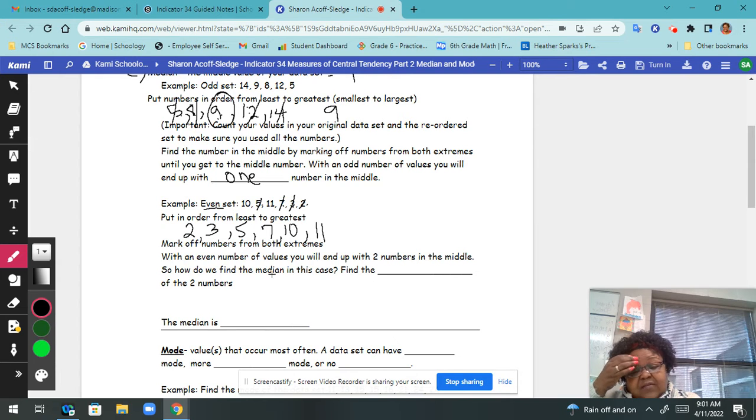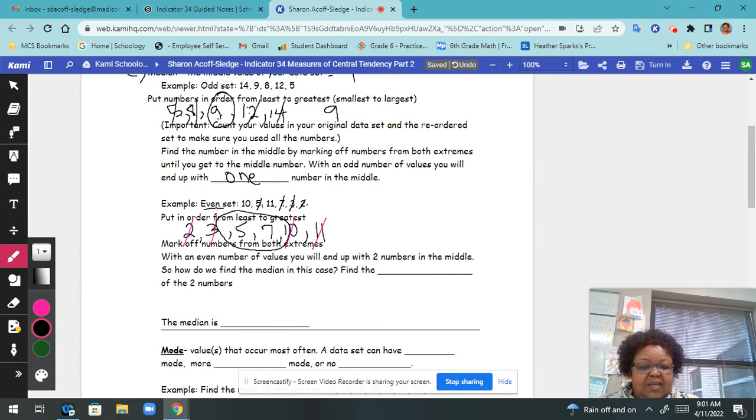So now we're going to mark off numbers from both extremes. Let me change colors. So I'm going to mark off the 2 on the left end, the 11 on the right end, 3 on this end, 10 on this end. So now I end up with 2 numbers in the middle because I have an even number. So with an even number of values, you would end up with 2 numbers in the middle.